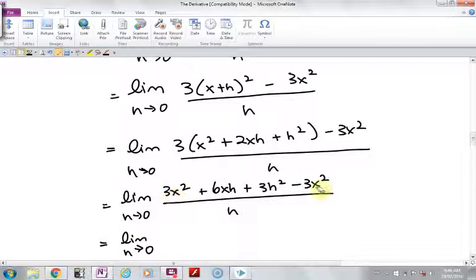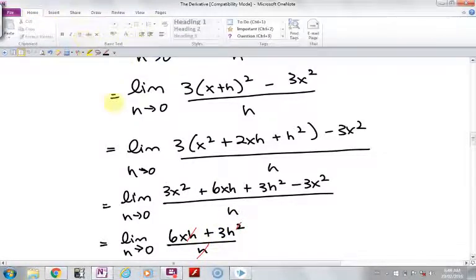Now I have 3x squared, take away 3x squared, so I'm just left with 6xh plus 3h squared all over h, okay? Which is beautiful because now you can see what? Now we can divide h into every term. So I have 6x plus 3h. But when we let h go to 0, that term is going to be gone, and I'm just ending up with 6x. Okay? Does that make sense?